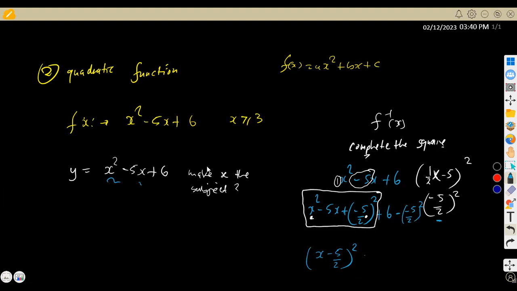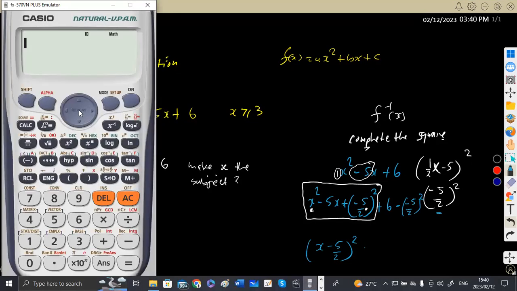Okay, so let me just show the whole screen so that we can see our calculator here. Okay, so this is on the calculator. So you've got 6 minus, you open bracket, that's minus 5 over 2. So you put minus 5 over 2 squared like this.